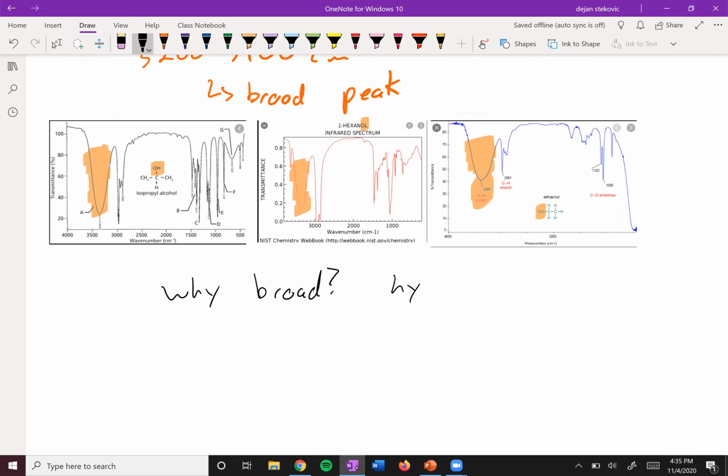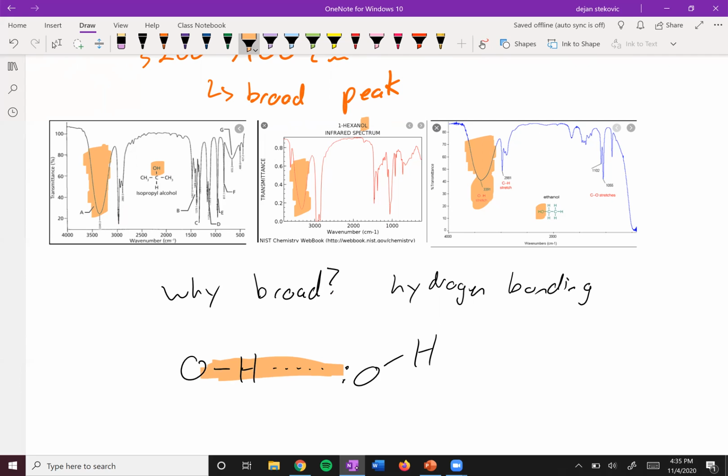And the answer to that question is hydrogen bonding. So we have this OH, and then it can hydrogen bond to another oxygen, hydrogen. And so this bond length can actually vary quite significantly. It can be long, it can be short, and that way it can be strong or it can be weak, which causes this broadening of this peak, right? So that's what causes this right here.